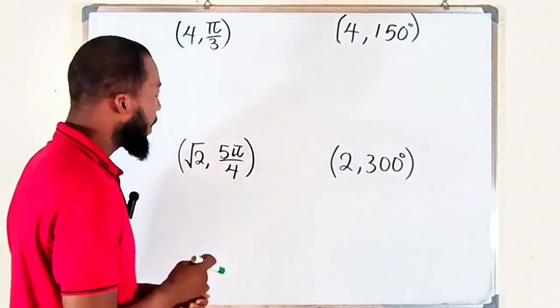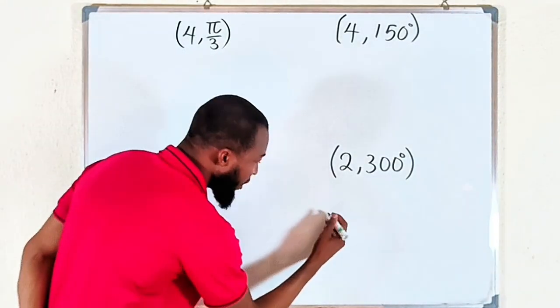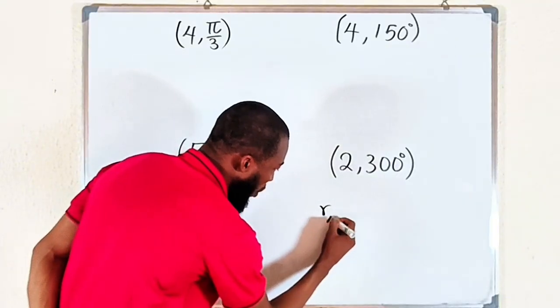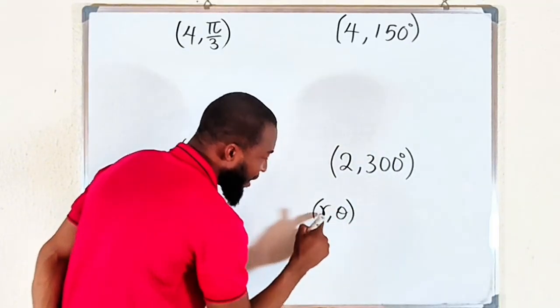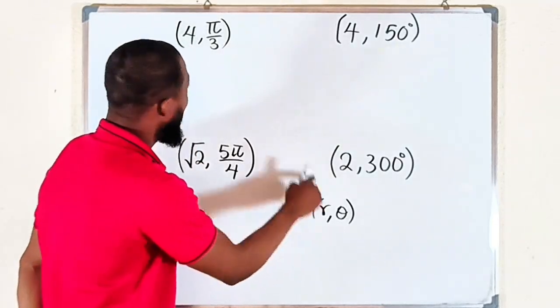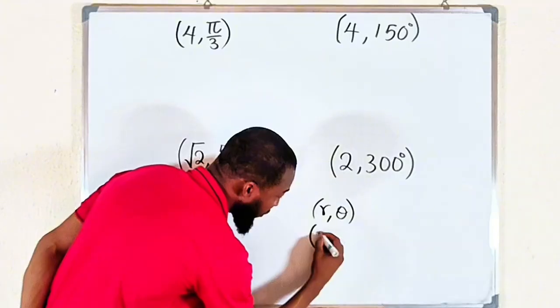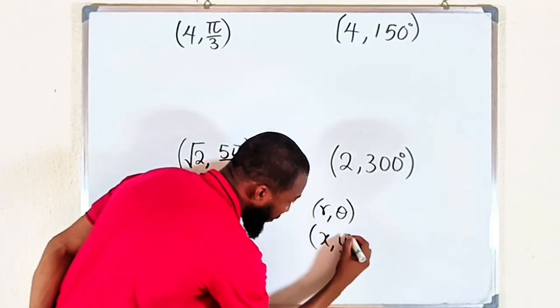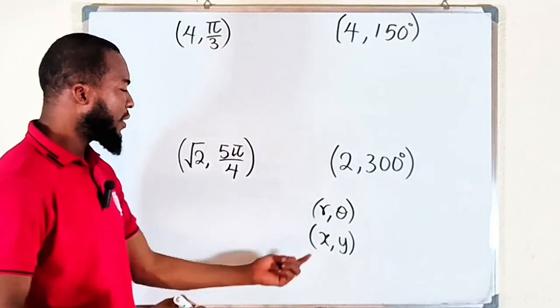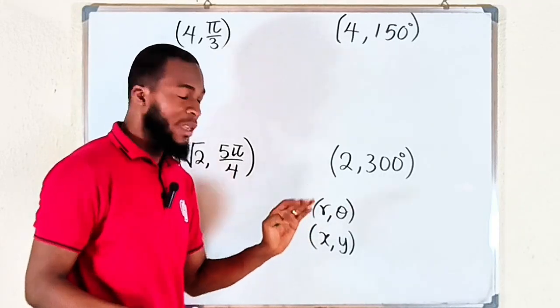Let's get started. One thing you should always remember is a polar coordinate is represented by what? R, theta. R here is the radial distance. So 4 here represents our radius and this is our angle, right? But in rectangular, we use X and Y to represent every single coordinate. But what is the relationship between X, Y with this R and theta?